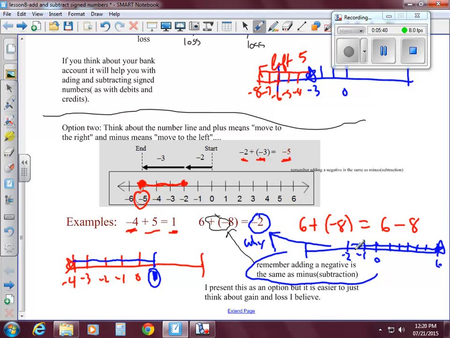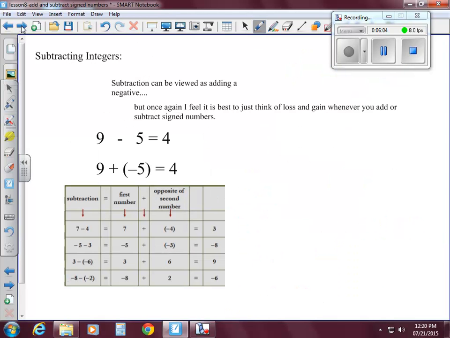Standing at 6, just reminding you, if I go to the left 8, I arrive at negative 2. So I present this whole drawing option, but I really think in the end it's best to think about gain and loss, maybe even gain and loss of money, because you're comfortable with that. Okay, let's go to the next slide.